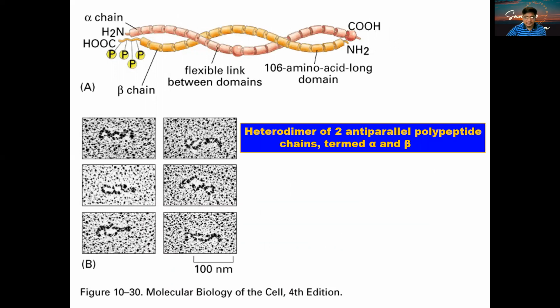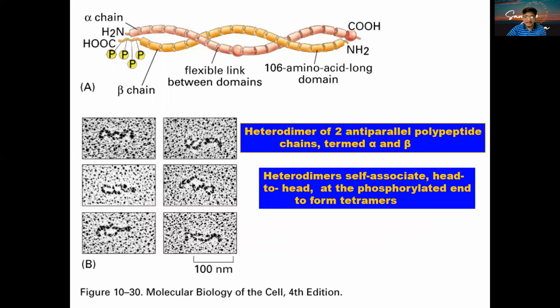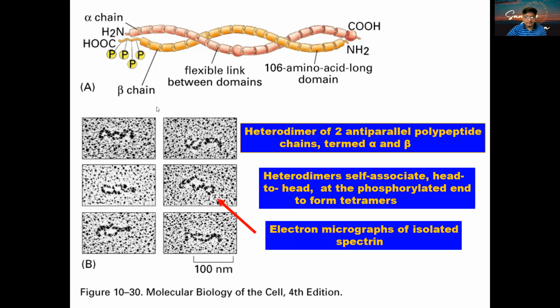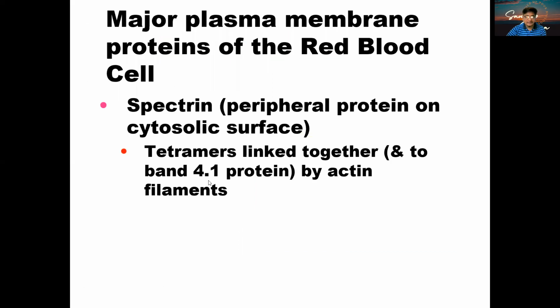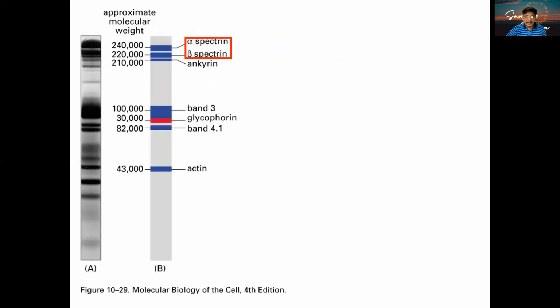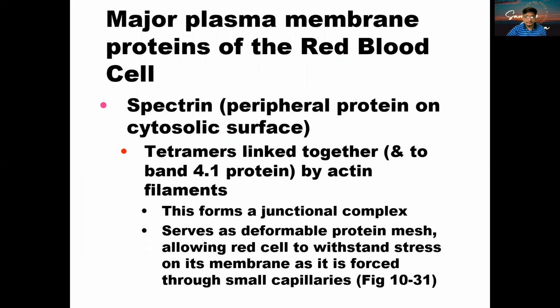If you go into the detail, you'll find that it is a heterodimer of two antiparallel polypeptide chains termed alpha and beta. Heterodimers self-associate head to head at the phosphorylated part you can see. Here is an electron micrograph of the isolated spectrin. Then we have the tetramers linked together with 4.1 by actin. This forms a junctional complex and serves as a deformable protein mesh, allowing the red cell to withstand stress when it is forced through small capillaries.